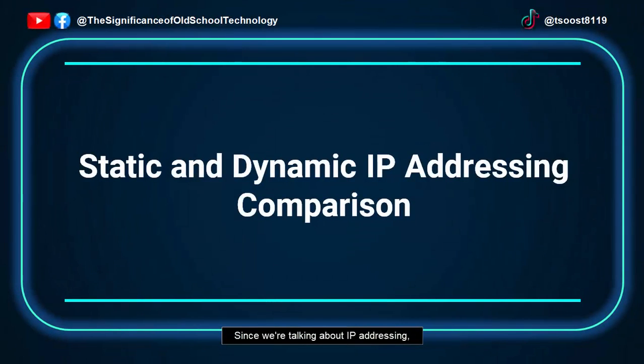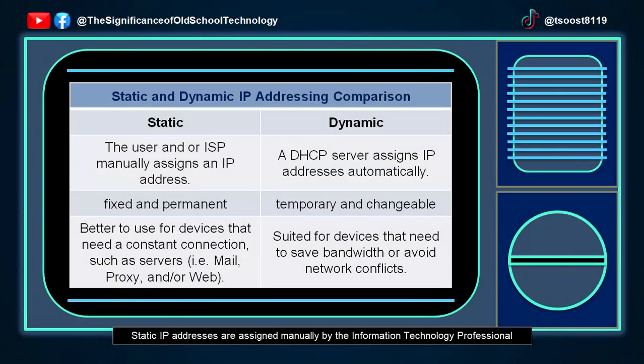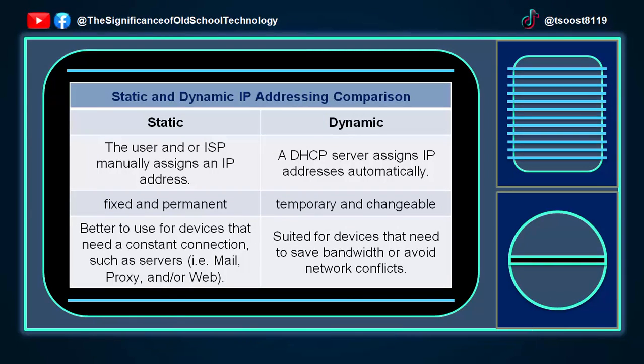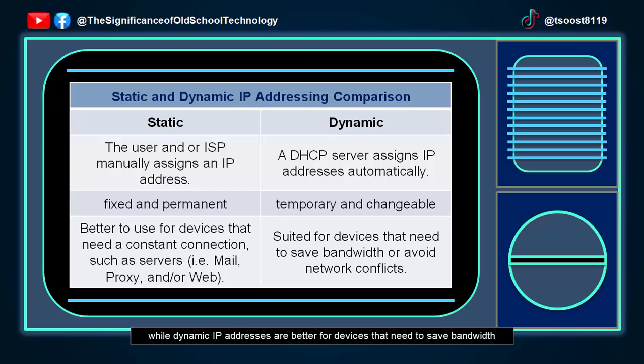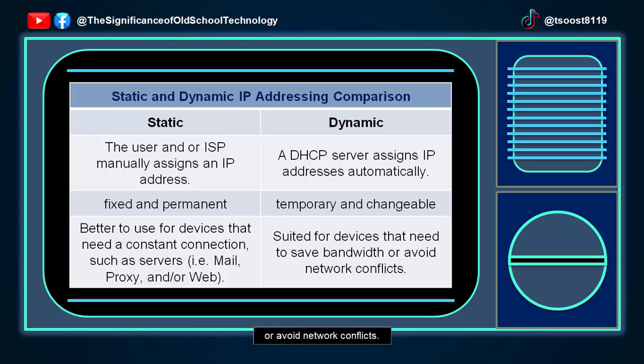Since we're talking about IP addressing, let's try to differentiate static from dynamic. Static IP addresses are assigned manually by the information technology professional or the internet service provider, compared to dynamic IP addresses that are automatically assigned by a DHCP server. Static IP addresses are fixed and permanent, unlike dynamic IP addresses, which are temporary and changeable. Static IP addresses are much better to use for devices that need a constant connection, such as servers, while dynamic IP addresses are better for devices that need to save bandwidth or avoid network conflicts.